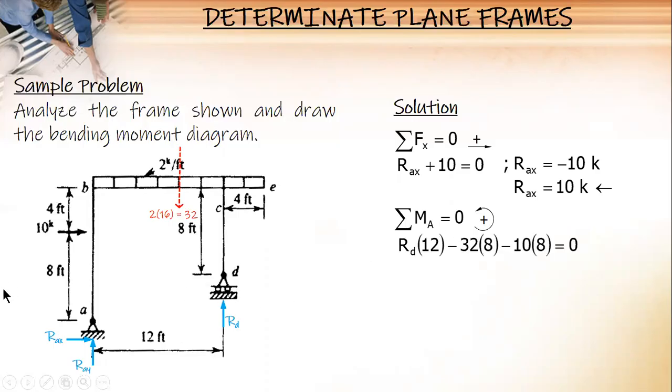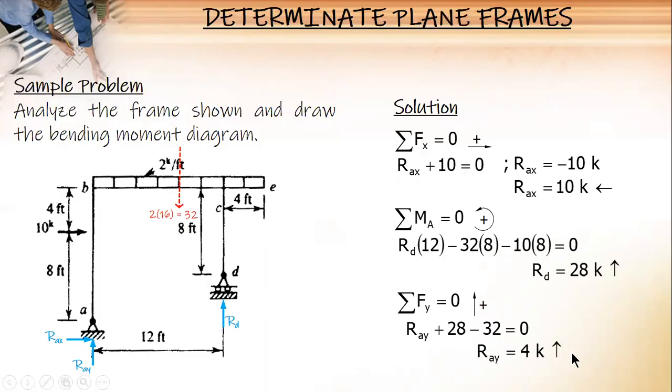So RD times 12 minus 32 times 8. Now 1 half of 16 minus 10 times 8. And RD is equal to 28. And then summation of force of Y. You can solve for RAY. It's 4 upward. So naa na mo reactions.